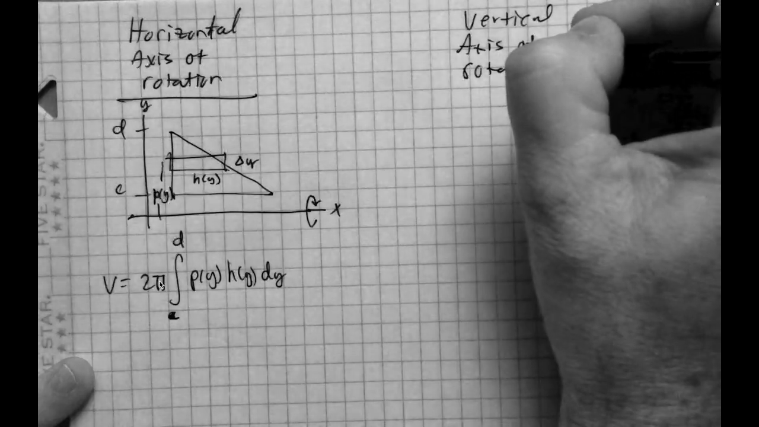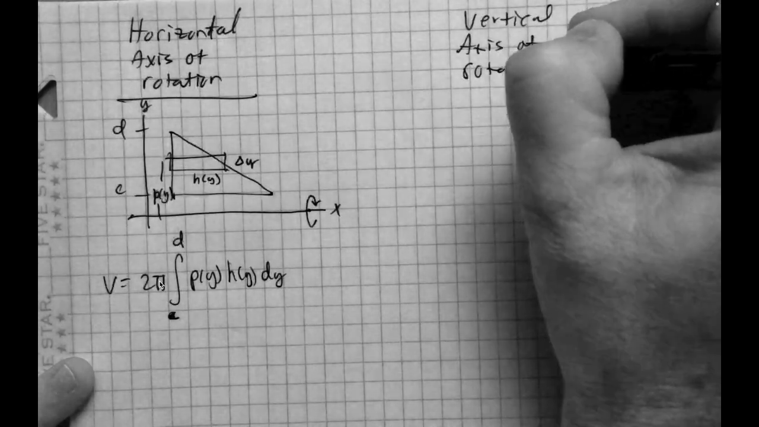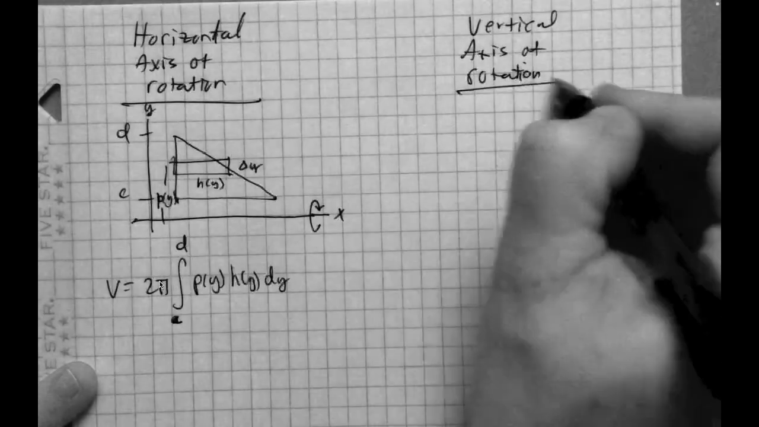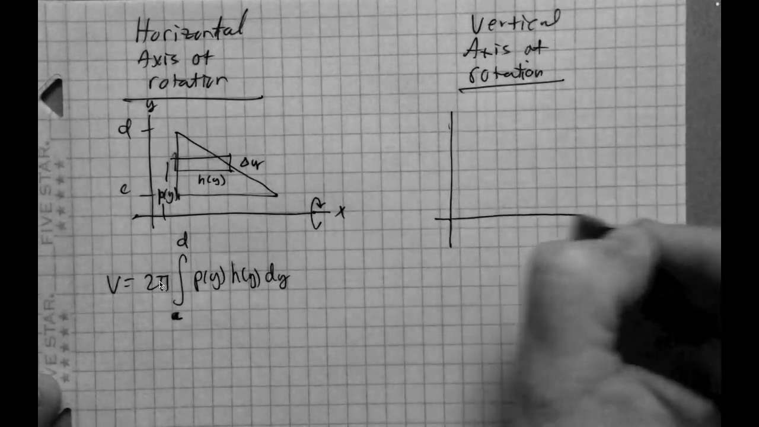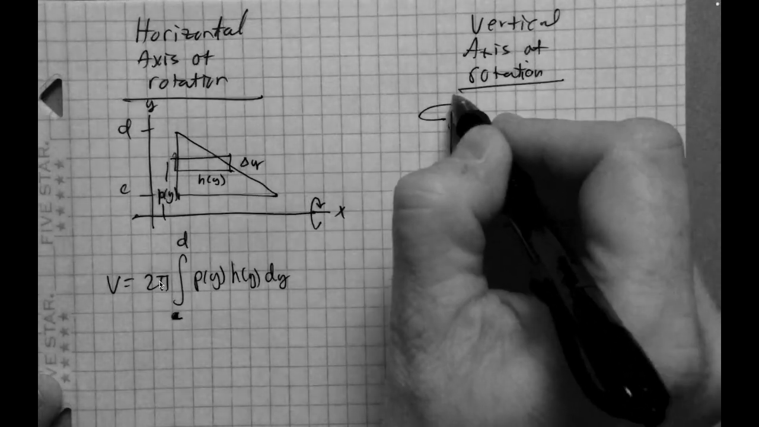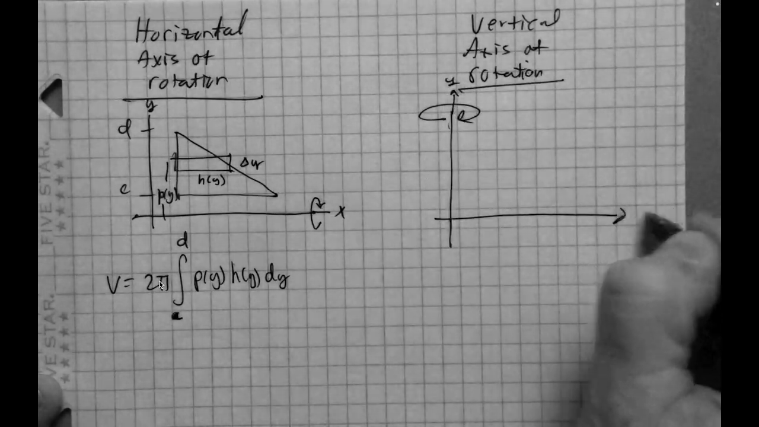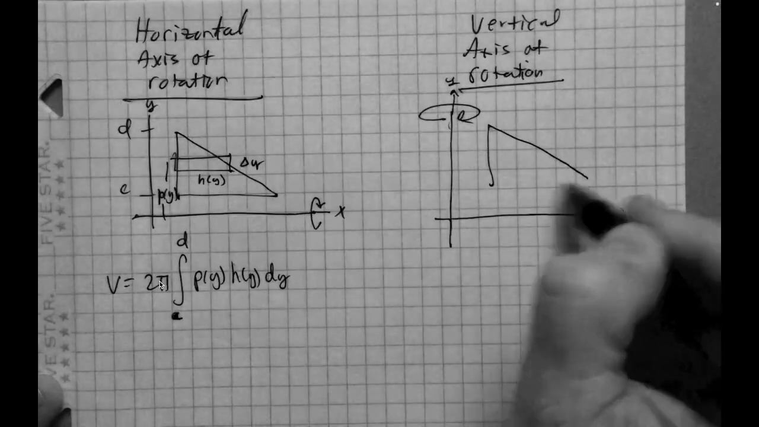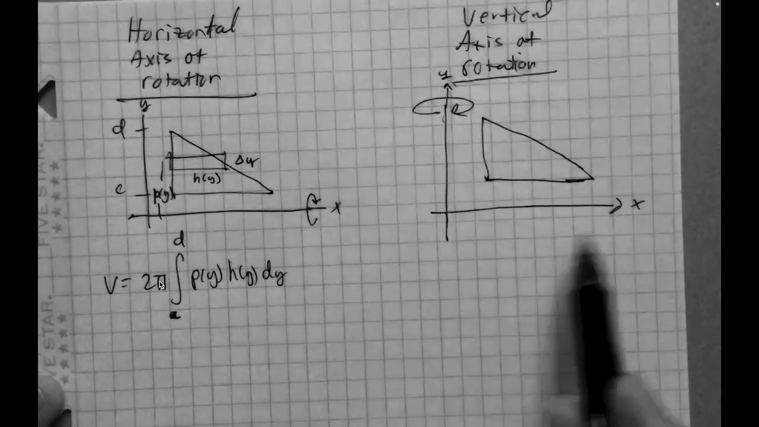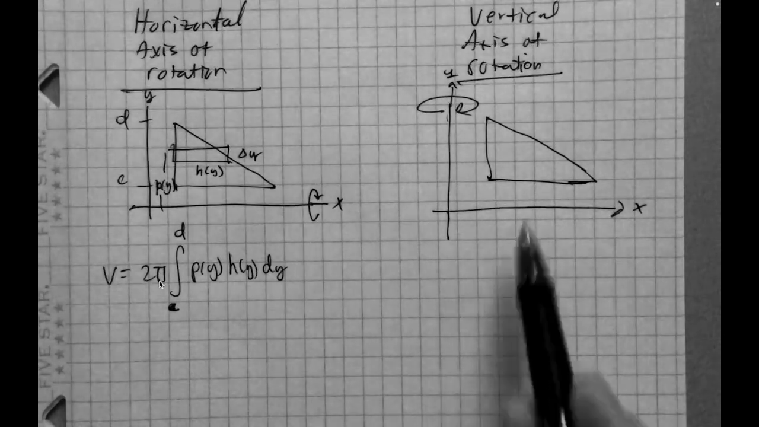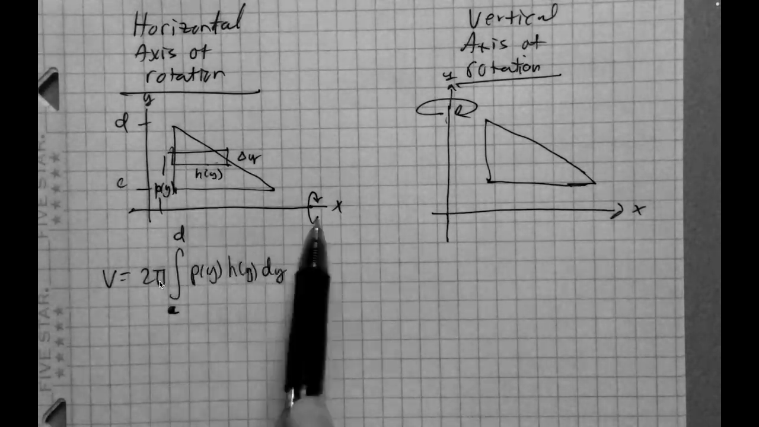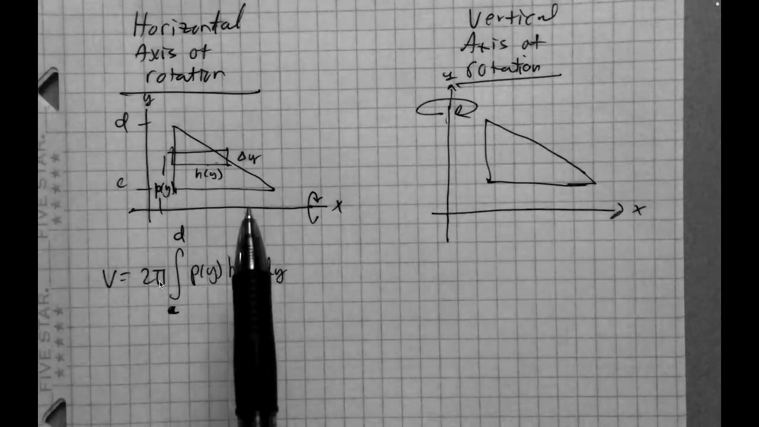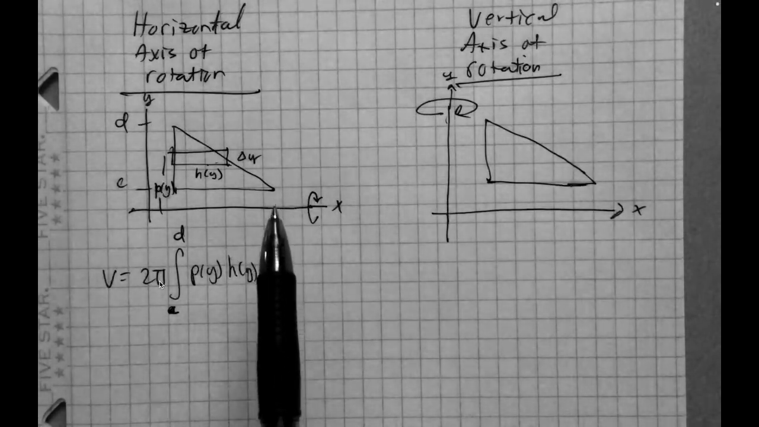In the case of the vertical axis of rotation, we're spinning around the y-axis. Remember, one of the things that differentiates this from the disk method is that the representative rectangles here are parallel to the axis of rotation. That was exactly the reverse with the disk method.